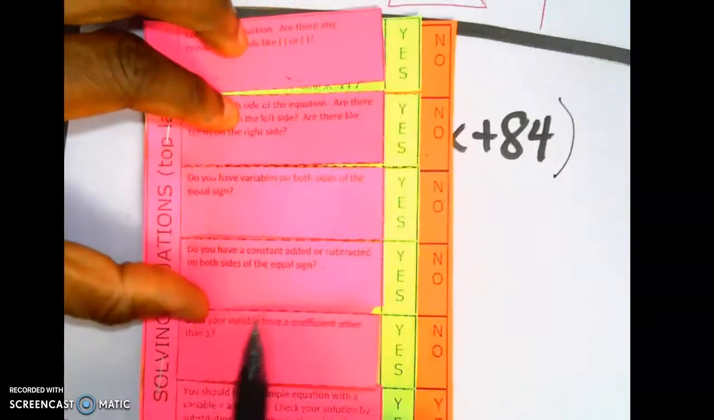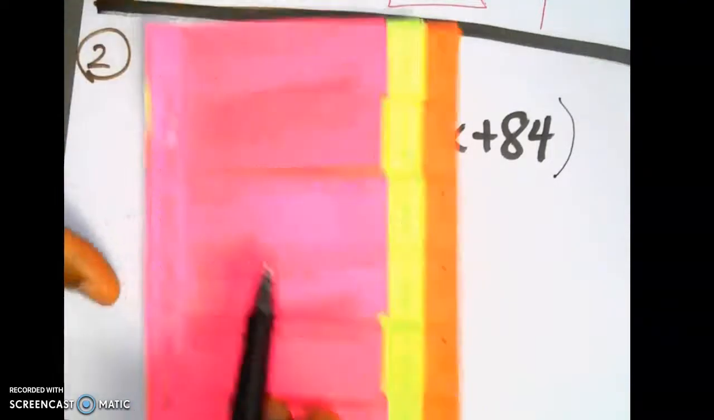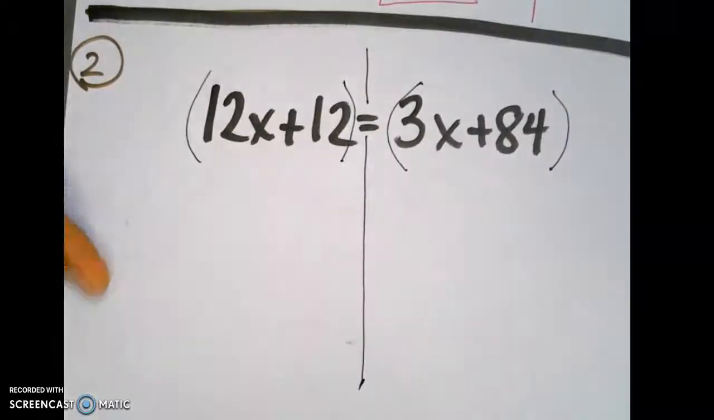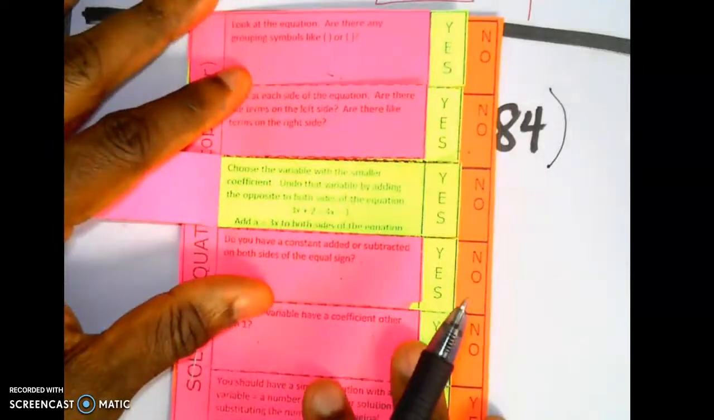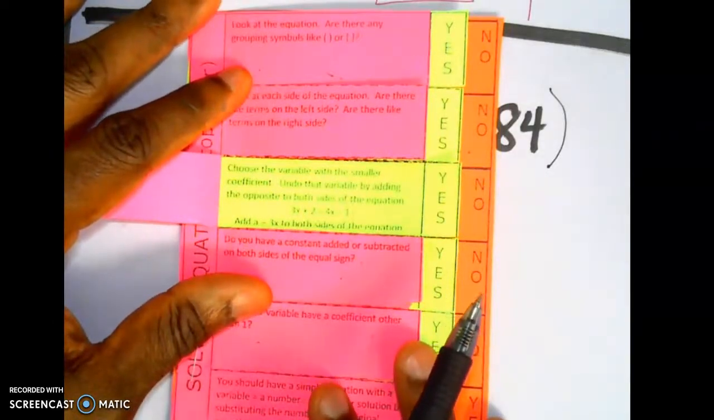My next step says, are there variables on both sides? And in fact, that's part of the TEKS. There are variables on both sides. So because there are variables on both sides, I'm going to move on to the next logical step. And the next logical step tells me that we will choose the variable with the smaller coefficient, okay? Undo the variable by adding the opposite to both sides of the equation, okay?